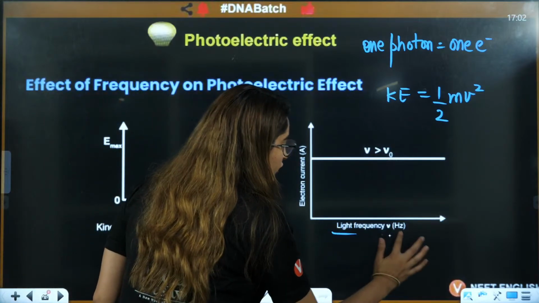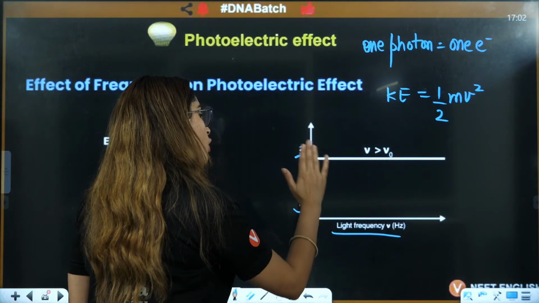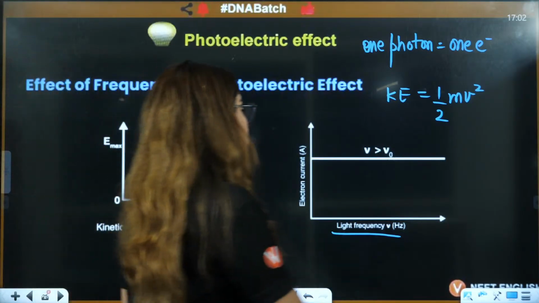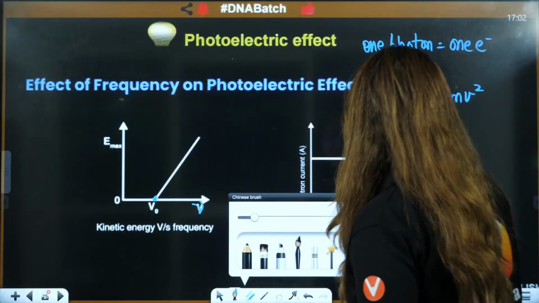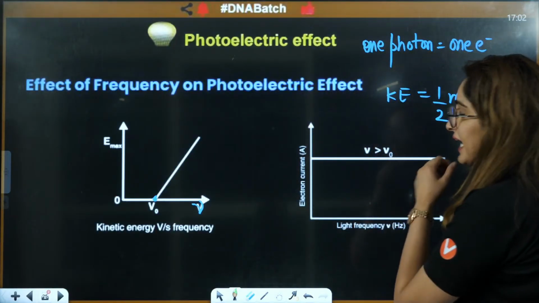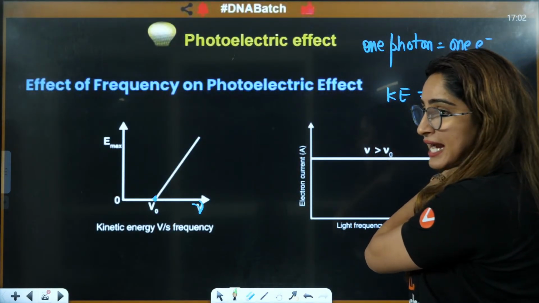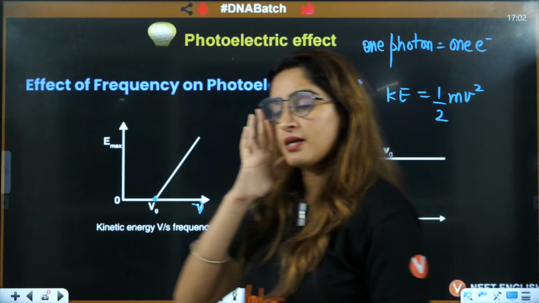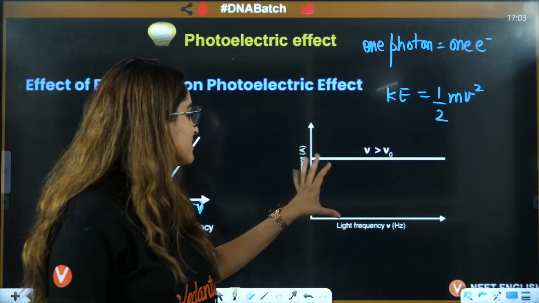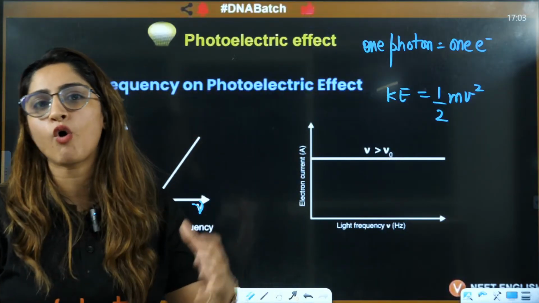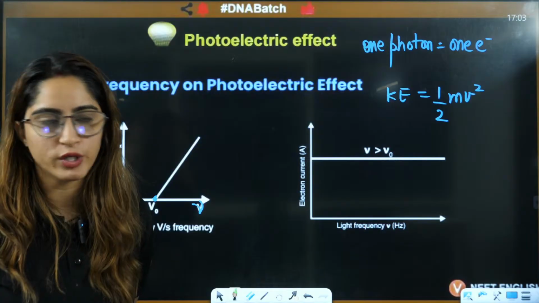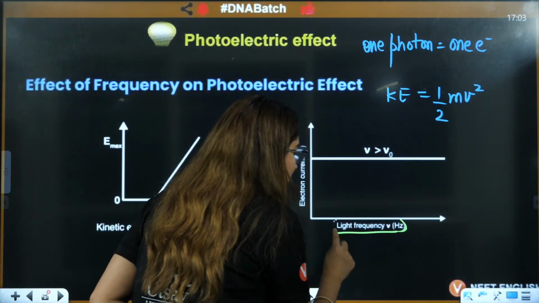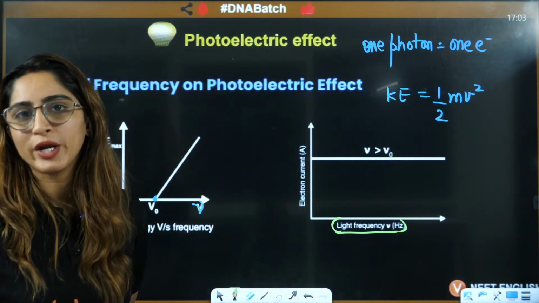Now let us see the next graph here. You have light frequency and you have electron current, right? Very simple thing, students. Current means the number of electrons coming out, right? So when you change the frequency, the current is not going to increase.